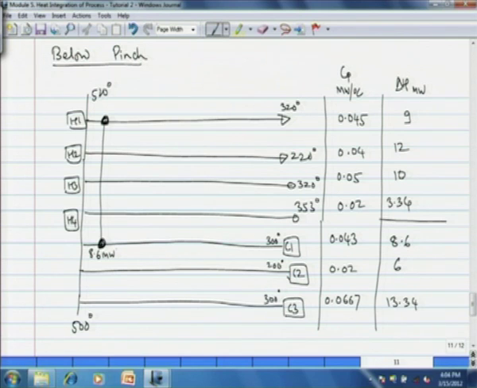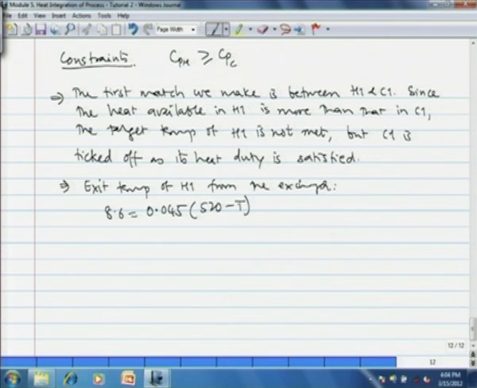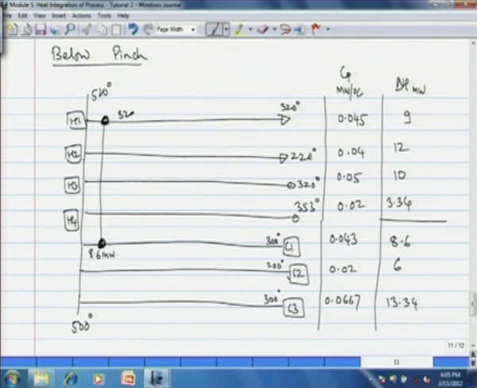Now, the exit temperature of H1 from the exchanger can be again found out with a simple formula. 8.6 is equal to 0.045 into 520 minus T, and T turns out to be 328.87, or we can approximate as 329 degrees centigrade, and that intermediate temperature we write here, 329 degrees.